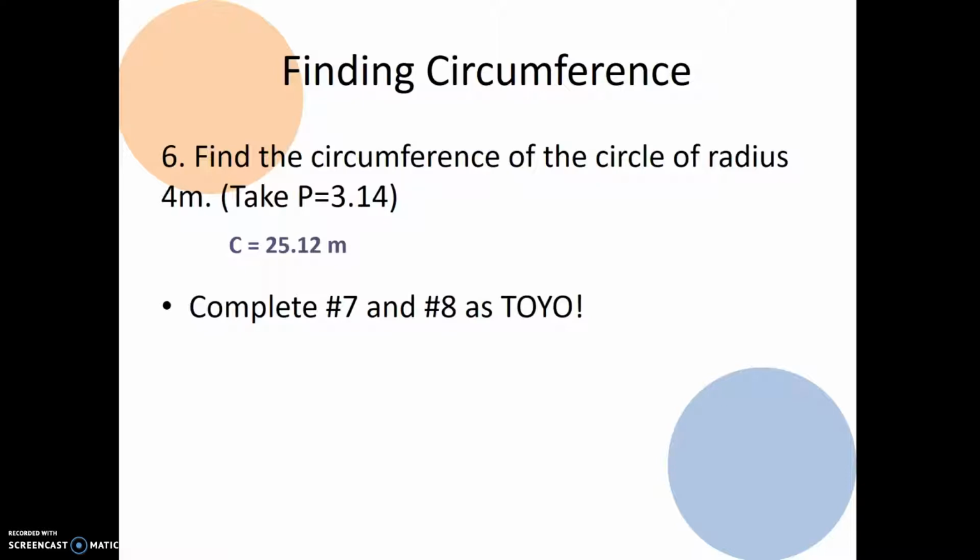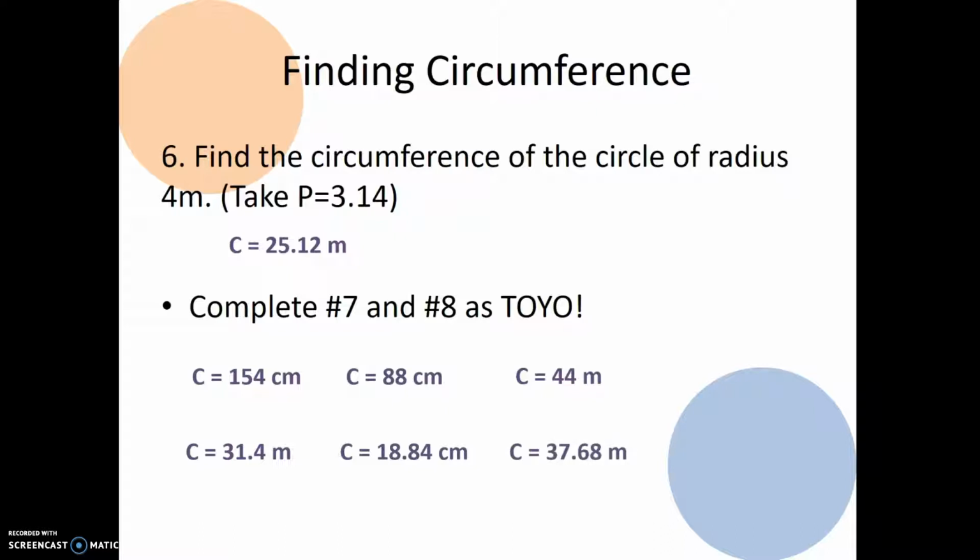Okay, on number 7, you just needed to look at the picture, and it showed you a picture of a circle with a diameter of, where is it? There you go, 49 centimeters. We're looking at that one right there. And so you should have gotten a circumference of 154 centimeters. Letter B on number 7, you got a circumference of 88 centimeters. And letter C, you should have gotten a circumference of 44 meters. On number 8, letter A, you should have gotten a circumference of 31.4 meters. B was 18.84 centimeters. And C was 37.68 meters.